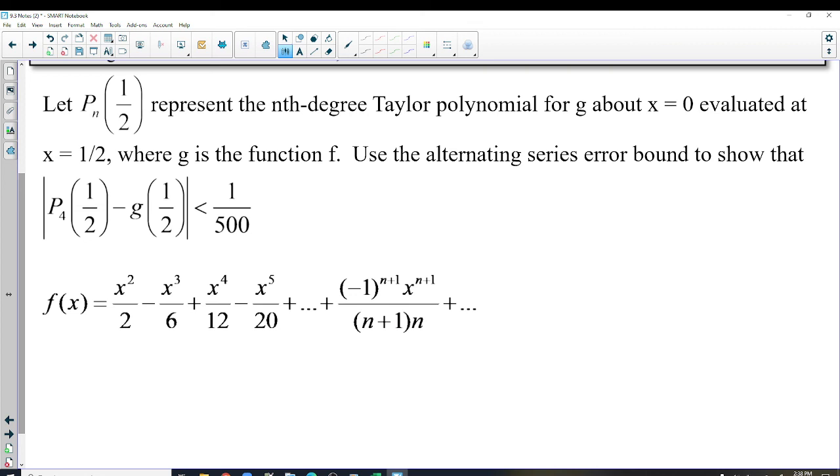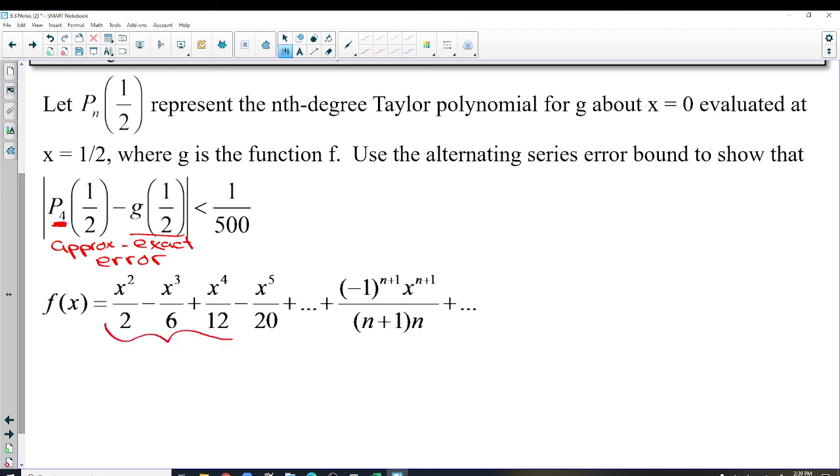Okay, you ready to be let off the hook? Here we go. What they're saying is, let p sub n of 1/2 represent the nth degree polynomial for x equals 0, value a when x is 1/2, where g is the function f. Use the alternating series error bound to show that the fourth degree approximation minus the exact, that's what G stands for. In other words, show that the error of the fourth degree is less than 1 over 500.